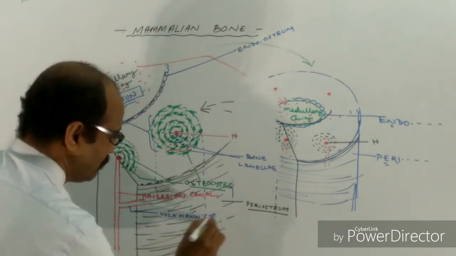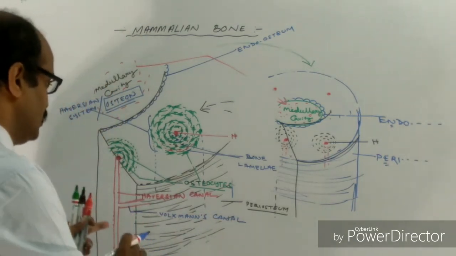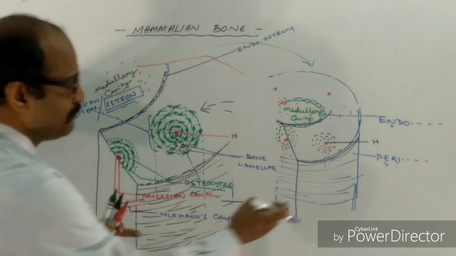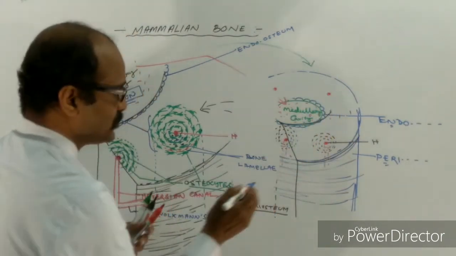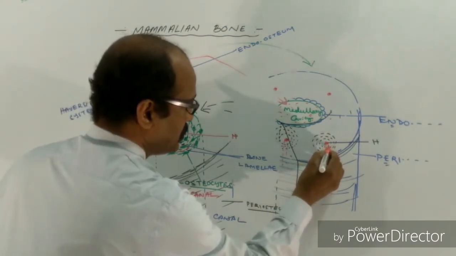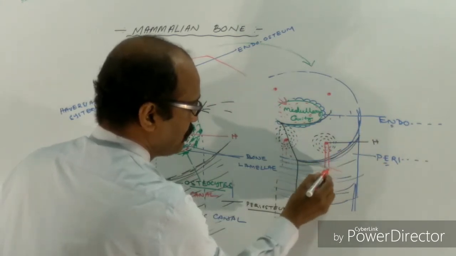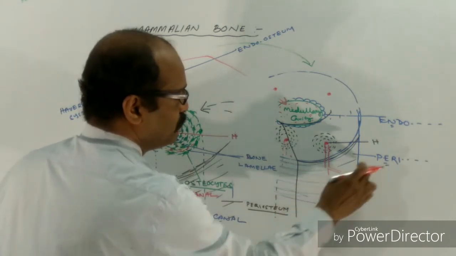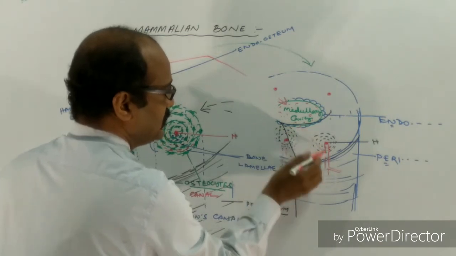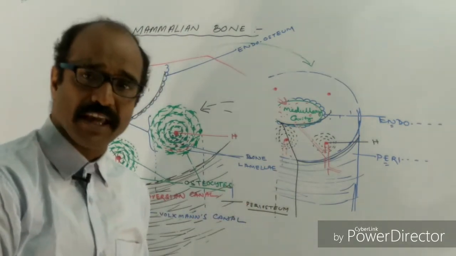This is known as the Volkmann's canal. Such Volkmann's canals communicate Haversian canal to Haversian canal, and they also communicate to the periosteum as well as the endosteum. Such Volkmann's canals develop from the Haversian canal obliquely, and communicate to the periosteum and also to the endosteum for the exchange of chemicals.